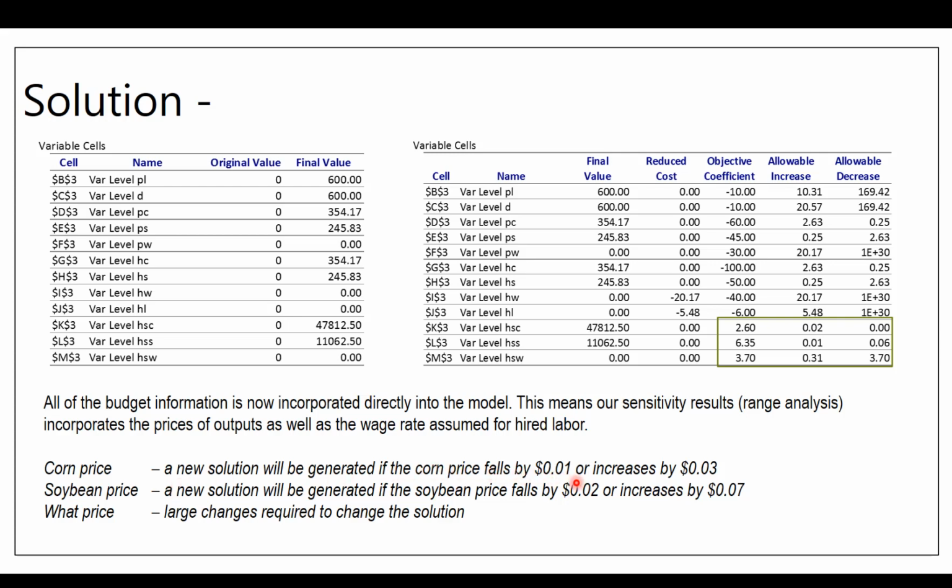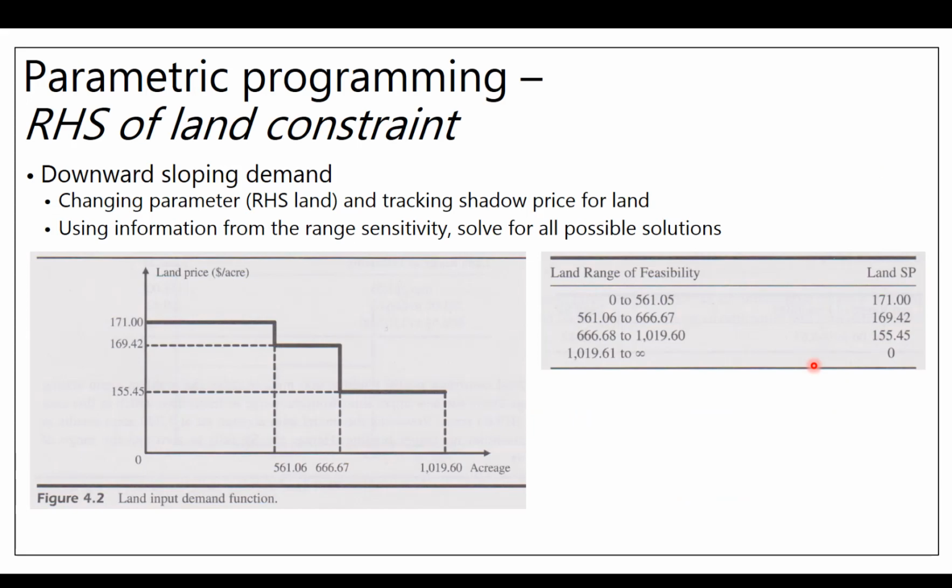A new solution will be generated if the corn price falls by a penny or increases by 3 pennies. Soybean price falls by 2 cents or increases by 7 cents. We'll get a new solution. And then for the wheat price, you need large changes in the price. So these are on the order of you need something close to an 8 or 9% price increase compared to these very small 1 or 2%. Yeah, so let's proceed from that, and just remember what parametric programming is.